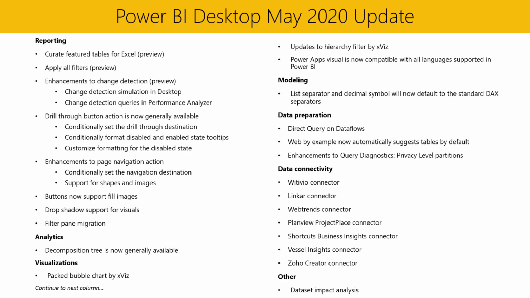This month, we've also updated the Navigator dialog. The Web by Example now automatically suggests tables by default. This should help you save some time and clicks, since you no longer need to click through to extract your tables. Our last update in this section is that we've added an enhancement to Query Diagnostics. You can now turn on data privacy partitions for Query Diagnostics. You can find this setting in the Diagnostics tab of the Options dialog.